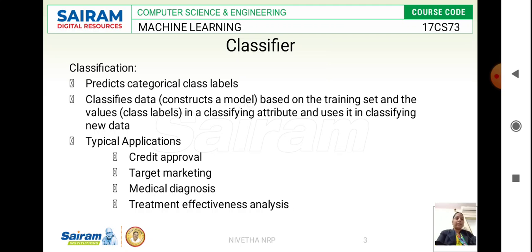Typical examples where we use classifiers in day-to-day life are credit approval, target marketing, medical diagnosis, and treatment effectiveness analysis. What about credit approval? We have a scenario for sanctioning credit. When an input is given, it has to be analyzed whether it falls under the category where you can approve the credit. So you are classifying the data there.